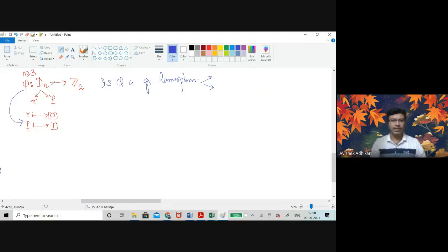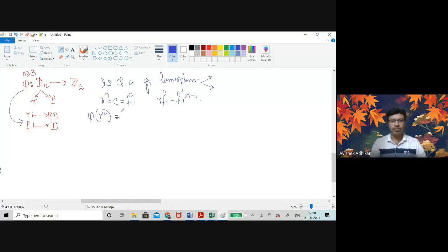It must satisfy the properties. What are the properties? It says that r to the power n equals e equals f squared, and rf should be equal to f r to the power n minus 1. If phi satisfies these, then we are happy. So let's first check what r to the power n is.